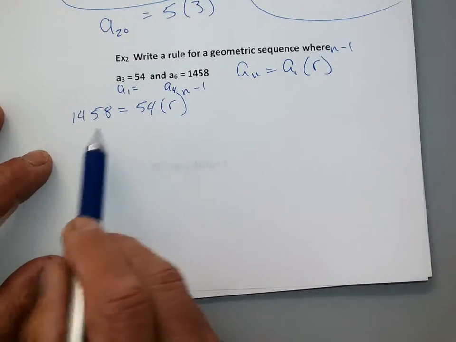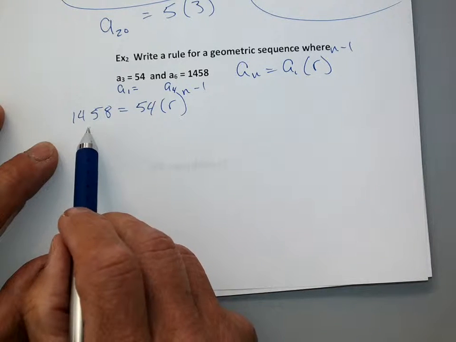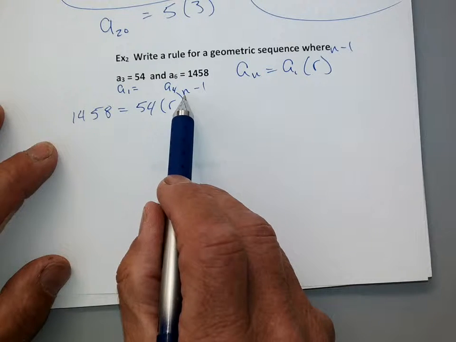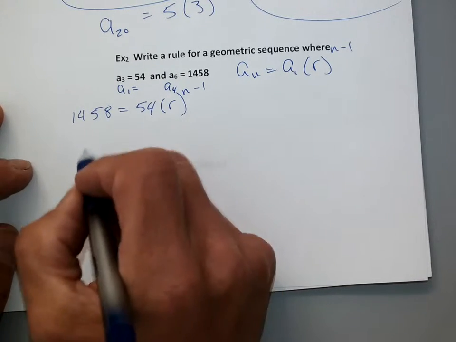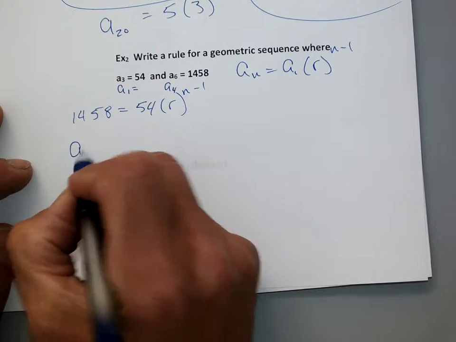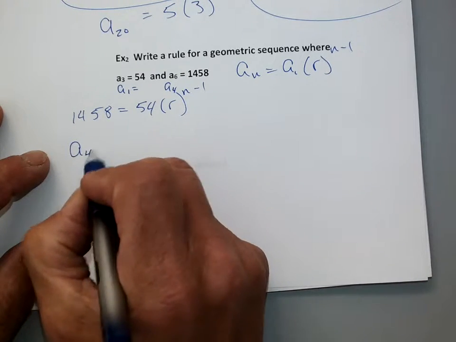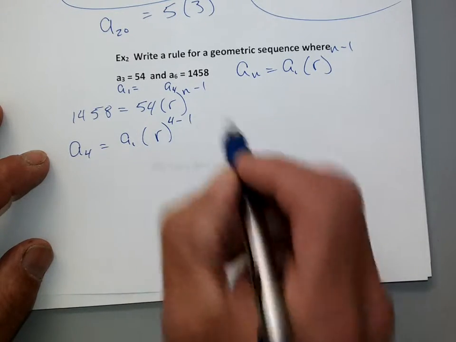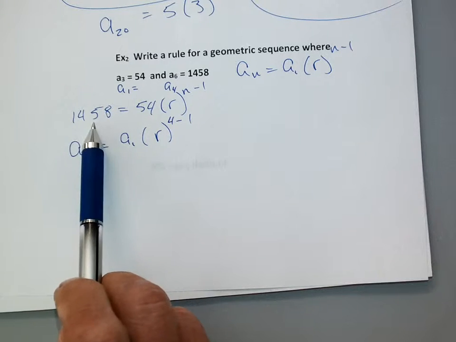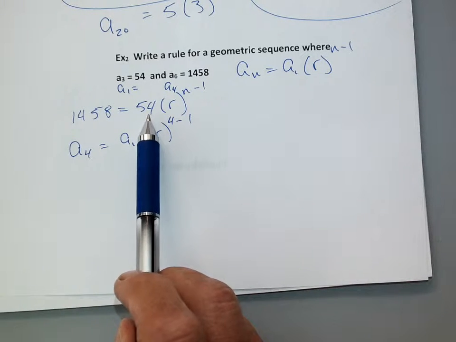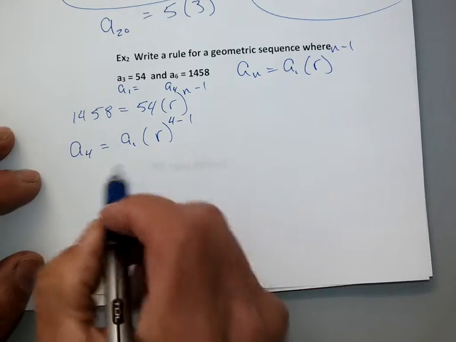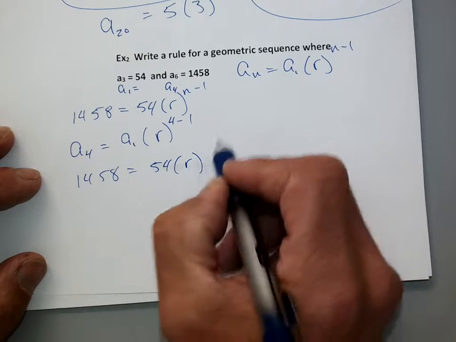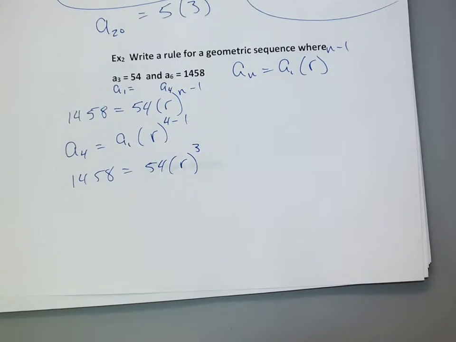So what I have here is A4, and I have A1. So my n is going to be 4 in this case. Let me go ahead and write that down so you can see it. A4 equals my A1 times r to the 4 minus 1 power. I'm calling this A4, so I'd call this A1. So let's go back to what I have. I've got 1,458 equals 54 times r to the 3rd power.